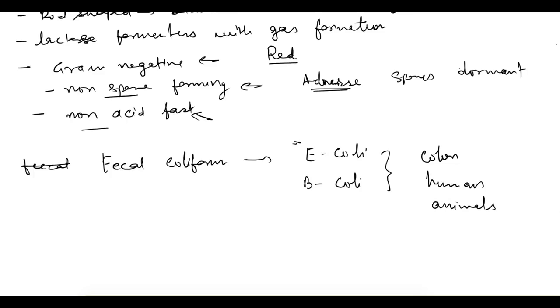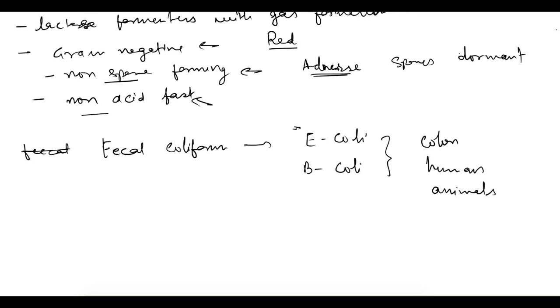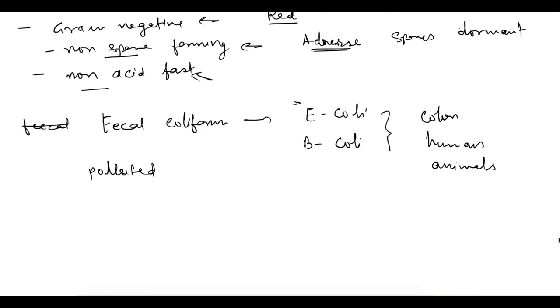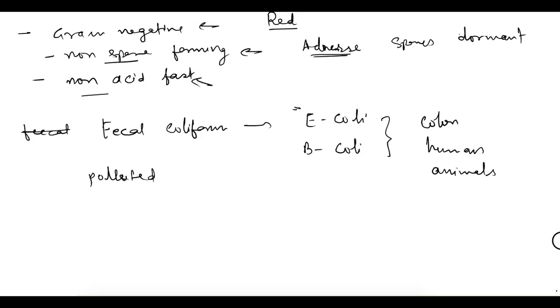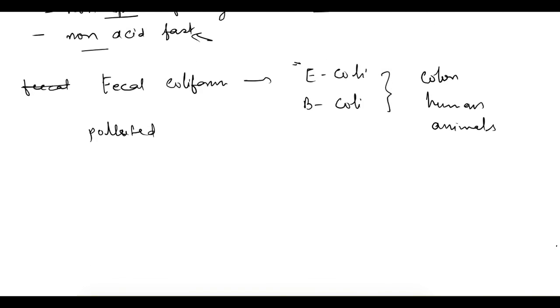It means that if you can find these bacteria in water, it will mean that the water has been polluted with some excreta of humans or animals, and that too recently, because they don't live very long. So if they are present, it means it has been recently polluted. Now these are basically harmless, but they also indicate that some pathogens may be there.